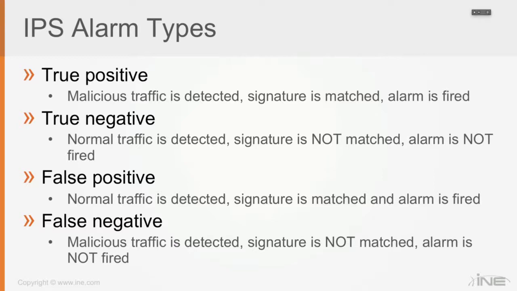It's an erroneous response from the IPS point of view. A false positive means that because it's positive, the alarm was fired, but it was fired when normal traffic was detected. Positive means again that the alarm was fired, but because it's false, it shouldn't have been fired. So a false positive shows up when the IPS detects normal traffic, the signature is matched unfortunately, and the alarm is fired when it shouldn't be the case.